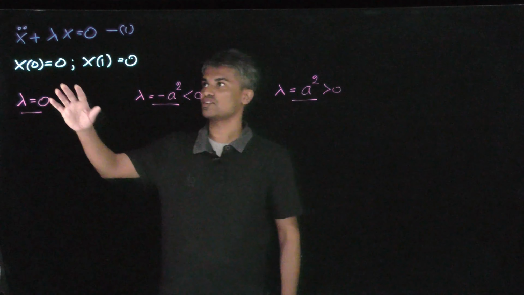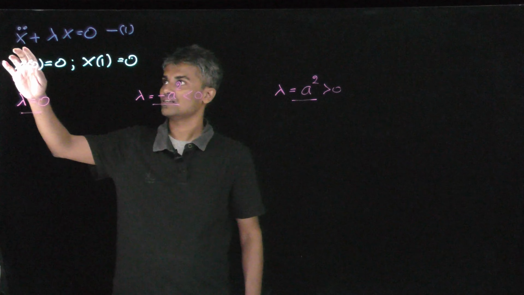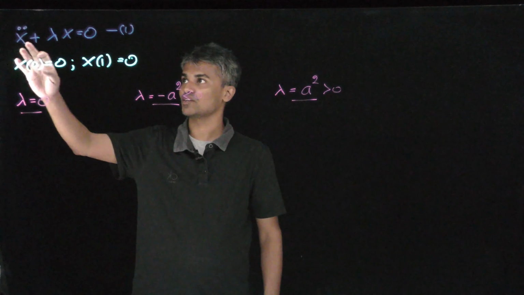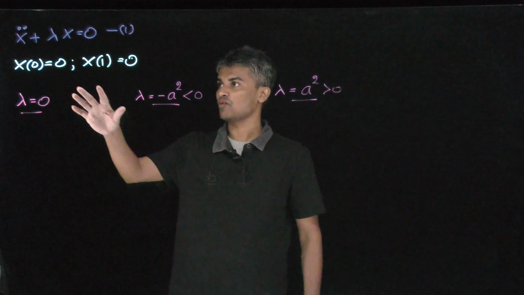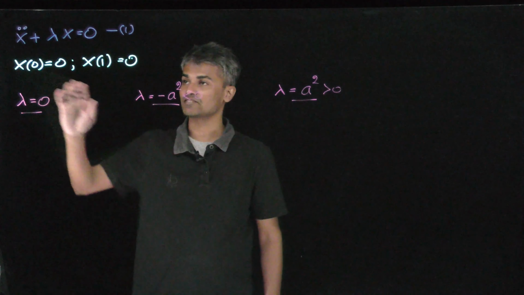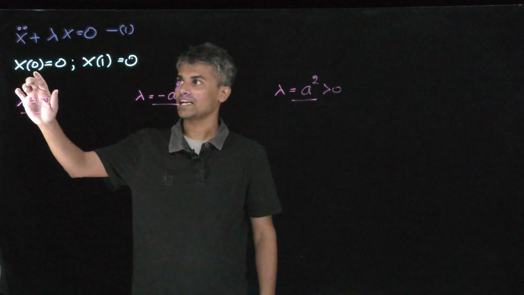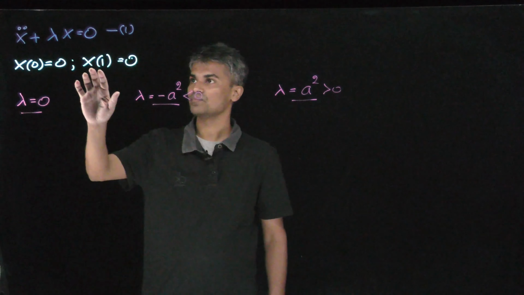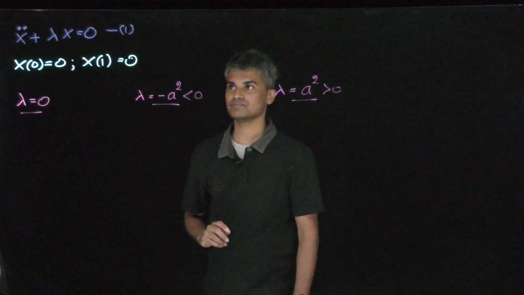So now we are going to solve equation 1. This equation says X double dot plus lambda X equals 0, and we have found our boundary conditions for this big X function. Basically, big X at x equals 0 equals 0, and big X at x equals 1 equals 0 as well.